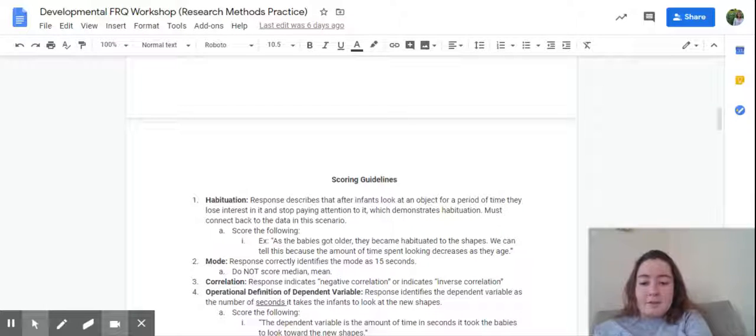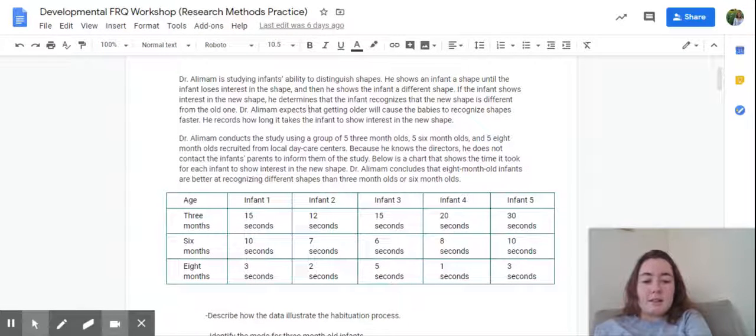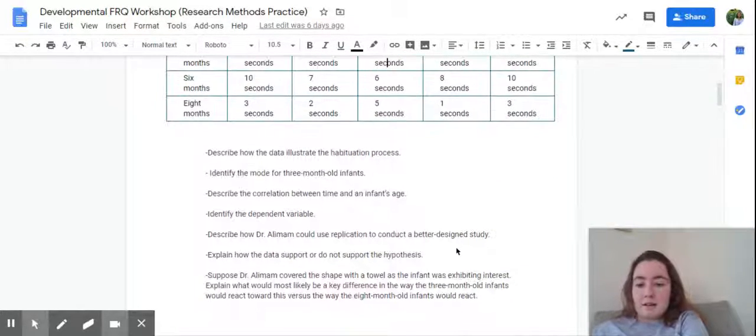So, operational definition of dependent variable, which is time spent looking at that, be specific here and say even seconds. So, it would be operationally defined as the time an infant spends looking at the object measured in seconds. So, be very, very specific and precise there.